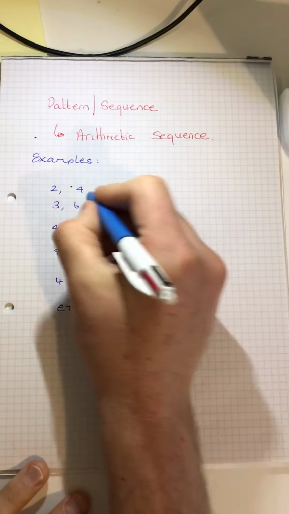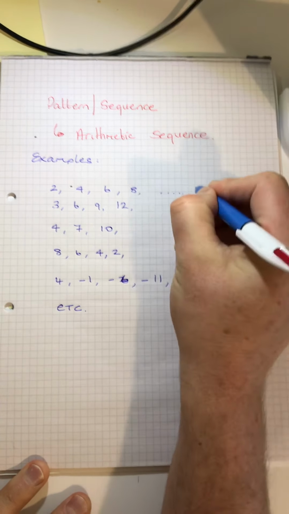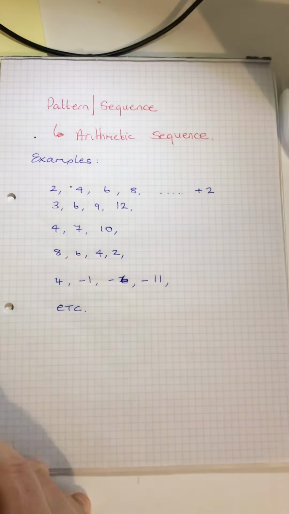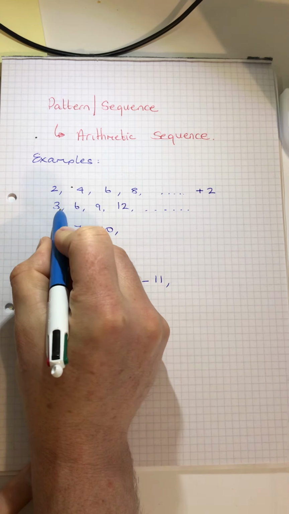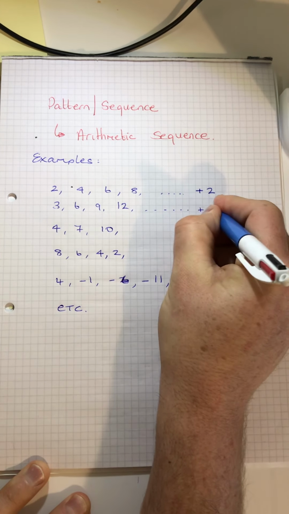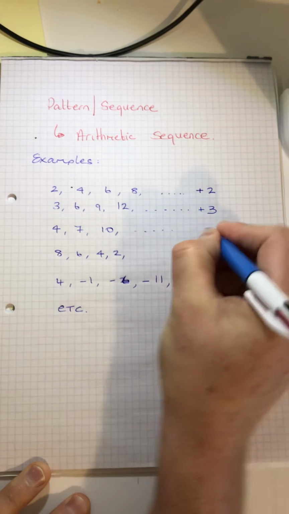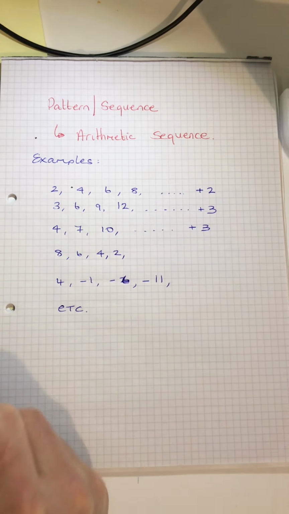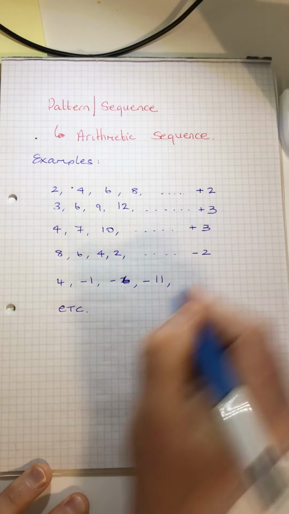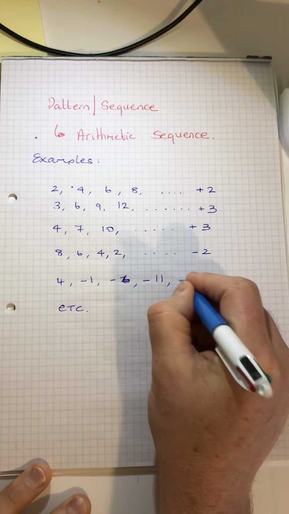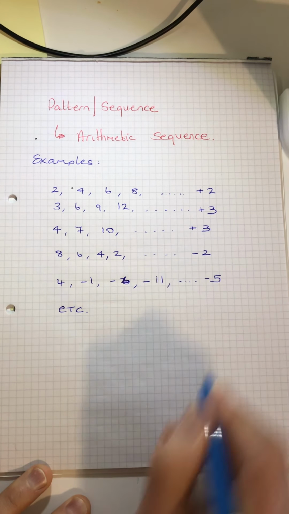The reason being, the first one, we add 2 every time. The next one, we add 3 every time. The next one, we add 3 every time. The next one, we're taking away 2 every time. The next one, we're taking away 5 every time.